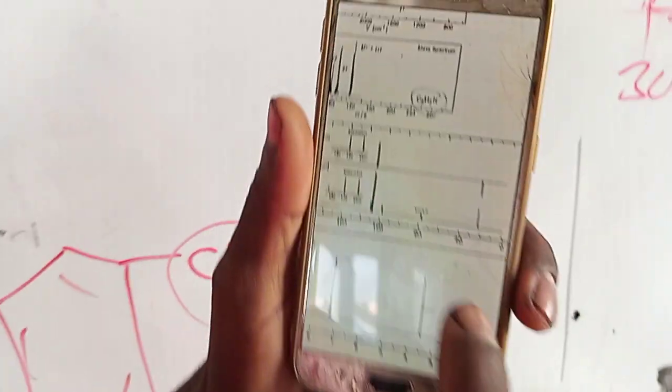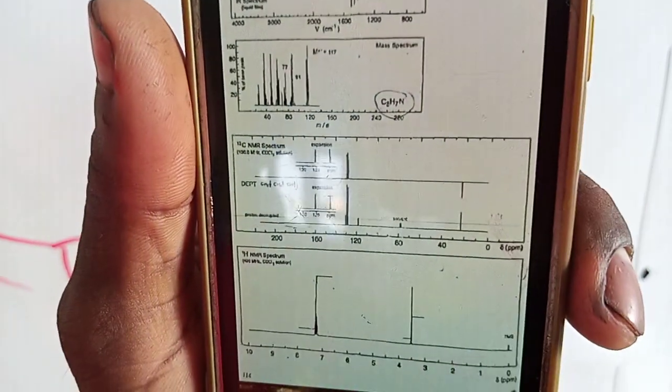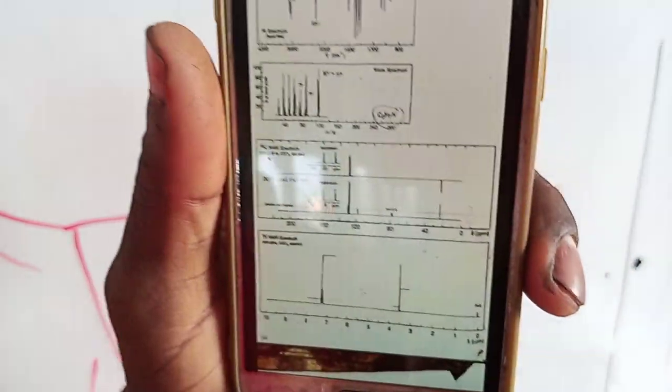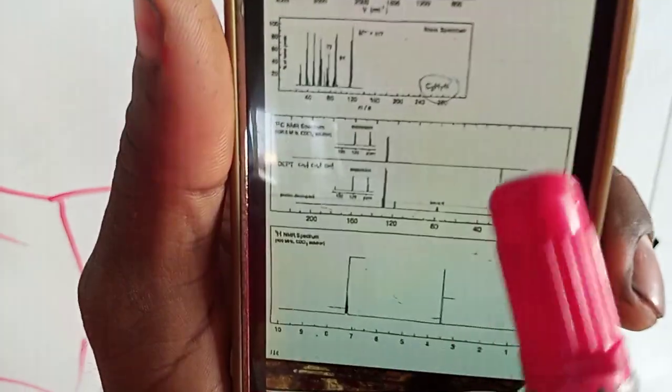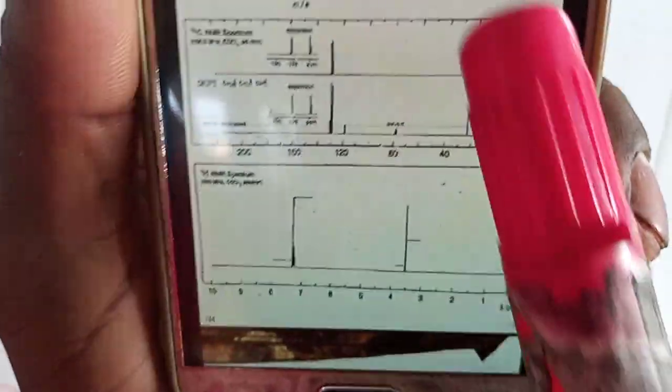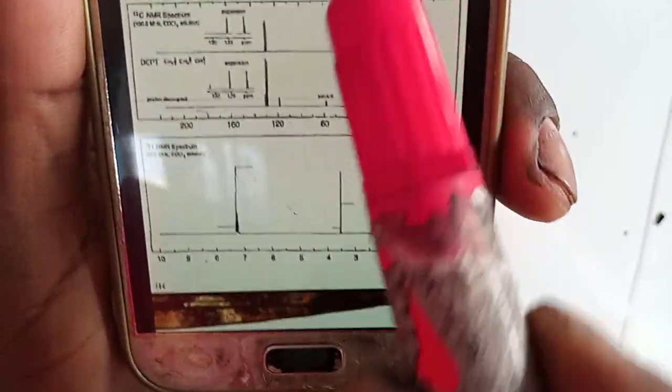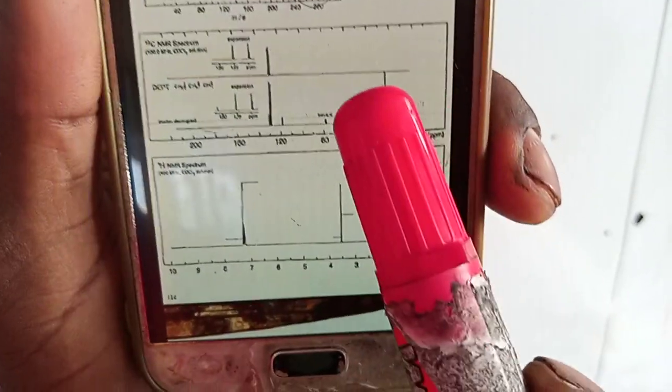The proton decoupled tells you all carbons. You see, there's also another peak just here, which is in line with what the DEPT gave you. This is the same CH2. It means what the DEPT saw is what the proton decoupled also saw. So they are the same. That is why they appear at the same position.